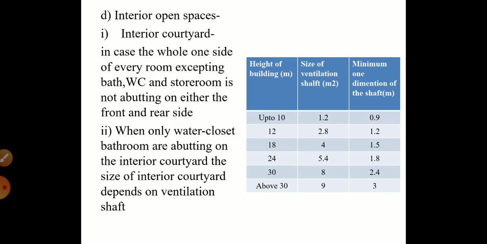See, इंटेरियर कटयार्ड म्हणजे काय? बघा, जर का होल वन साइड ऑफ एव्हरी रूम म्हणजे प्रत्येक रूमची वन साइड बघितली, त्याच्यामध्ये बाथ, WC इन्क्लूड किंवा स्टोर रूम इन्क्लूड न करता त्याचं फ्रंट अँड रिअर साइड ऑफ द इनर कटयार्ड त्याची मिनिमम विड्थ किती पाहिजे, 3 मीटर पाहिजे. ओके.